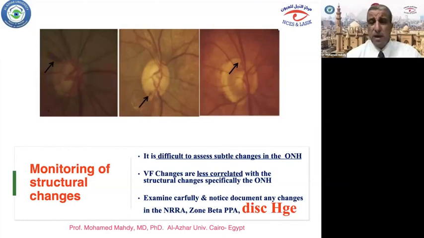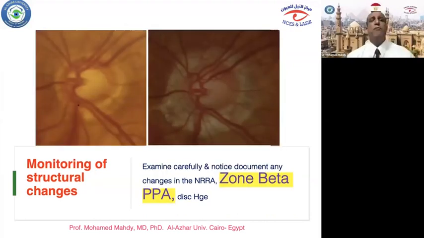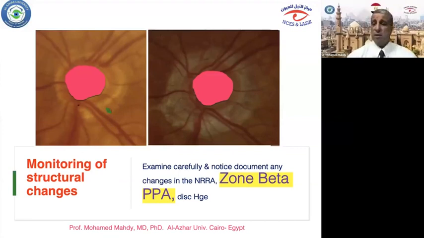And visual field change are less correlated with the structural change specifically in the optic nerve head in such a disease. We have to carefully examine the zeta peripapillary atrophy. If we compare the cup disc ratio in both eyes, and compare the defect in the zeta and how it is getting enlarged from the left picture to the right, we can see that it is enlarging with advancing disease.